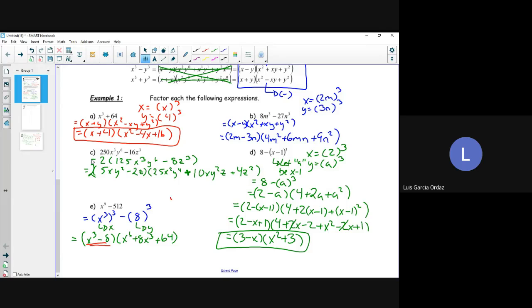So we know the cubic root of x to the 3 is just x, and the cubic root of 8 is going to be 2. So again, this represents our x, this represents our y. So what we're left with is (x minus 2) times (x squared plus 2x plus 4) times (x to the 6 plus 8x cubed plus 64).